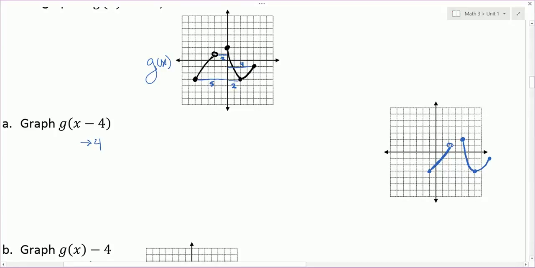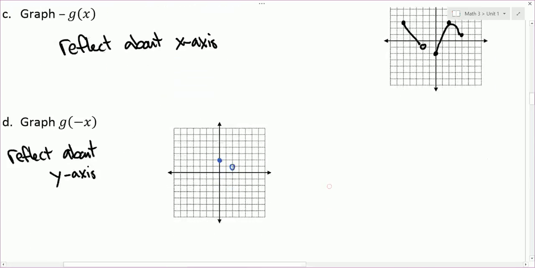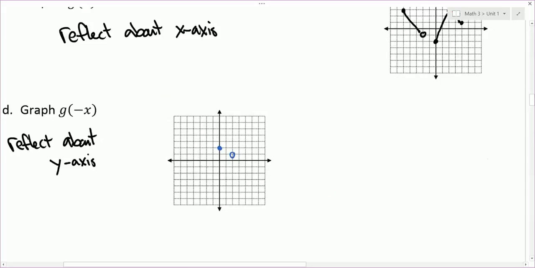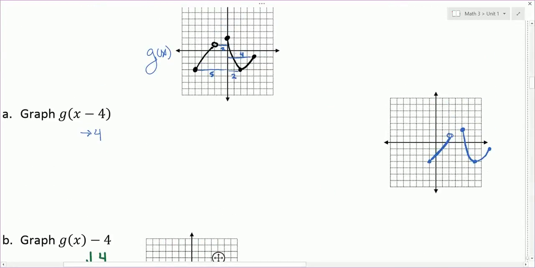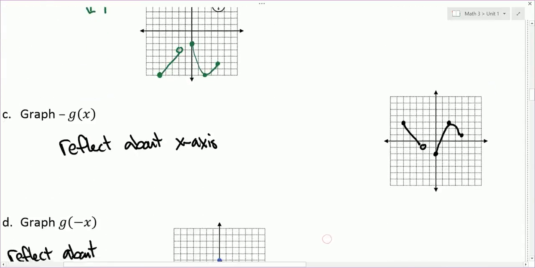Moving down, we're at a height of -1. Instead of moving right 4, we're going to move left 4. Closed circle. And then move all the way down to a height of -3, and we're going to go left 2 and right 5 from there.